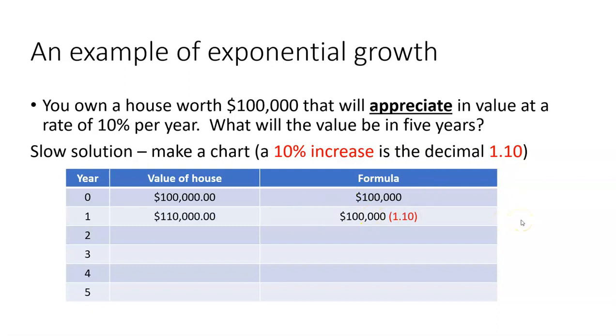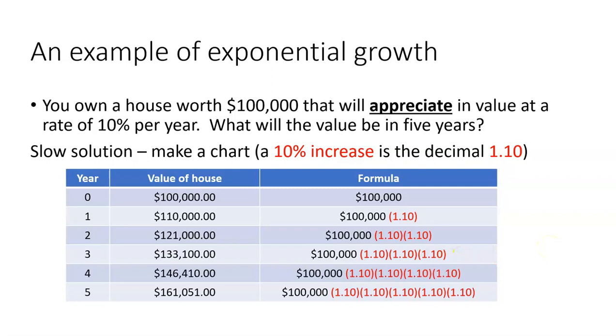And when we do that, after 1 year, the value of the house has jumped to $110,000. And again, you can see the 10% increase here. 10% of 100,000 is 10,000, and that's how much the house has gone up. In year 2, we'll multiply what we had before by another 1.10, and the value goes up to $121,000. In year 3, we have to again multiply by 1.10, and we fill in the chart and find the value of the house is $161,051. That took a little bit of time. It wasn't so bad for 5 years, but if we had to do that for 20 years, that's a lot of chart filling in. Hopefully, there's a faster way.